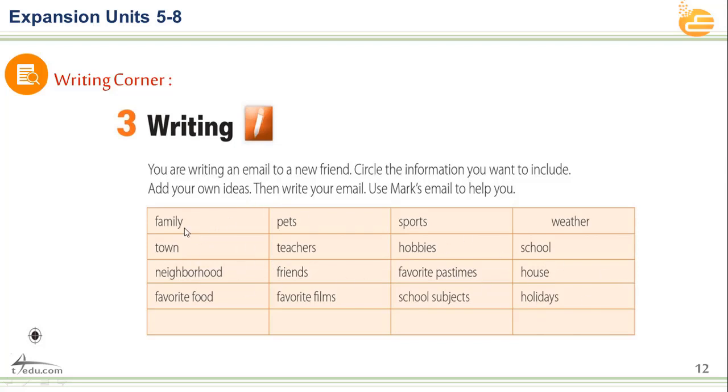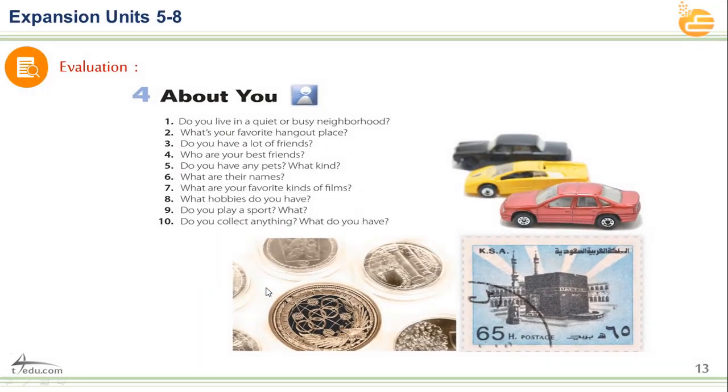For example, if I'm writing an email about my family, I have to talk about my family. I have to talk about my sports. Also, I have to talk about my hobbies. I have to talk about my neighborhood. Also, I'm talking about my house, what kind of house I'm living in: a big house, a small house, an apartment, something like that. Also, I'm going to talk about my favorite food, what kind of food I'm looking for.